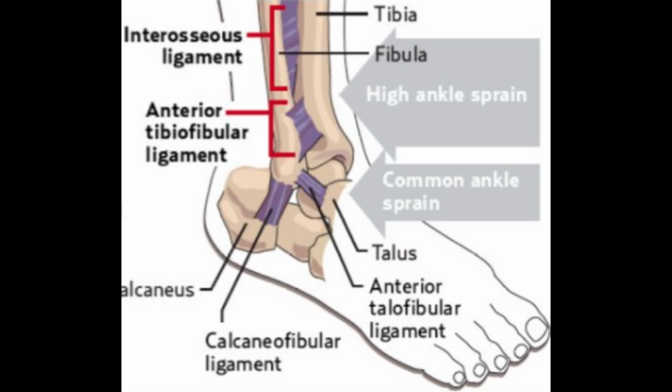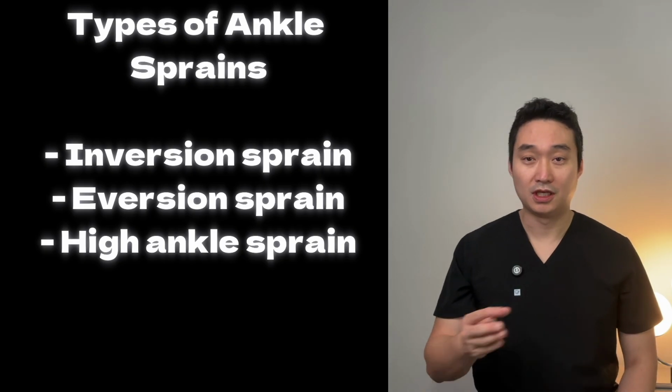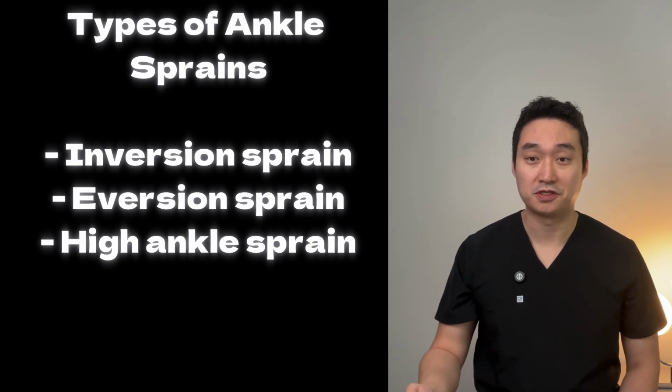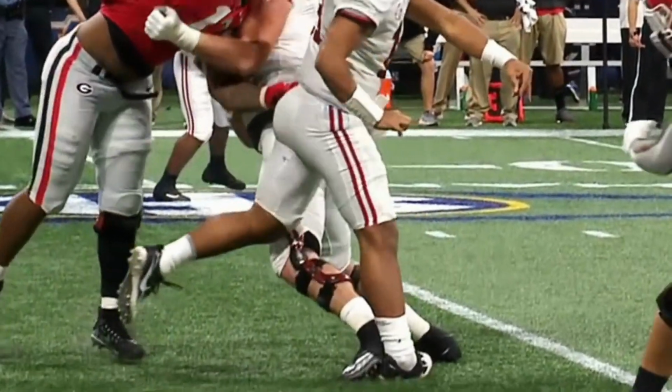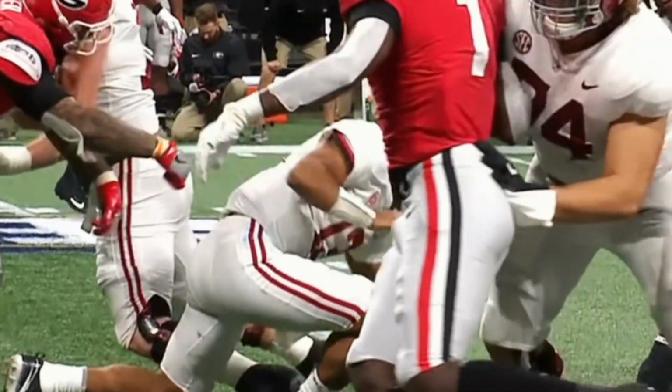High ankle sprain is a ligament sprain that is located on the area that connects your fibula and tibia bones, just above your ankle joint. It is one of the 3 types of sprains. There are inversion, eversion, and high ankle sprains. Inversion sprain is the most common type that we see for ankle sprain, but high ankle sprain is a common injury that we see from playing sports.